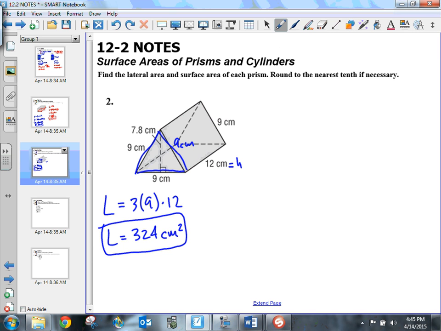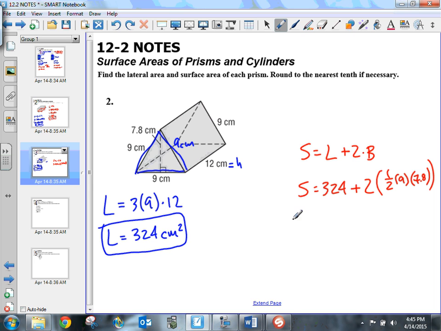So if I wanted to find my surface area, well, that's just my lateral area plus 2 times the area of my base. Now the area of my base is a triangle with height 7.8 and a base length of 9, so I get my surface area is 324 plus 2, and I'm going to do the formula for the area of a triangle, which is 1/2 the base, which is 9, times the height, which is 7.8.